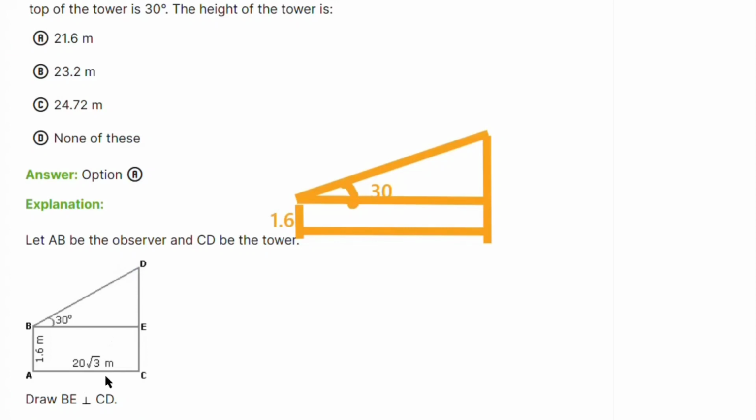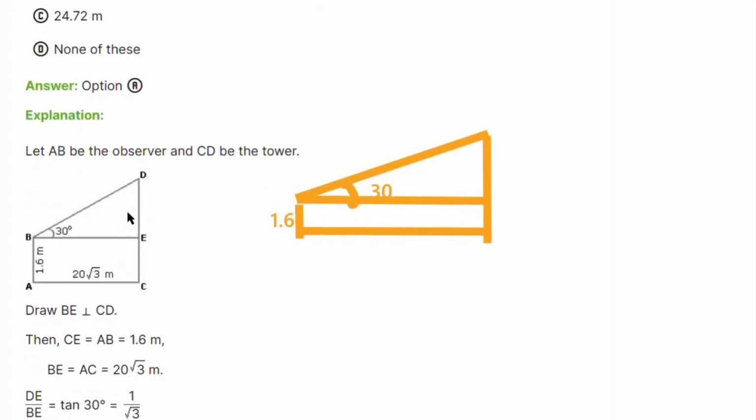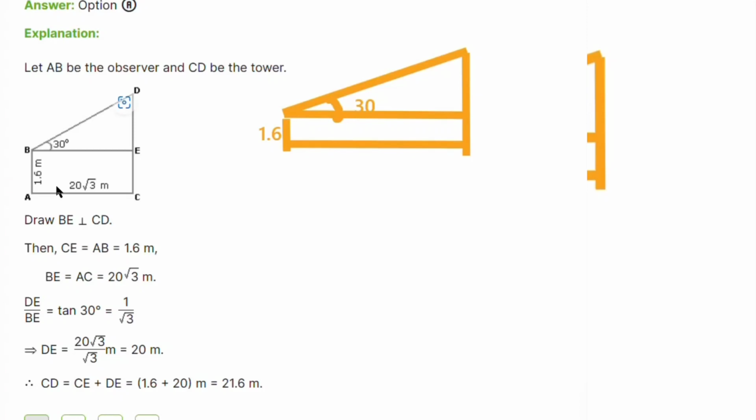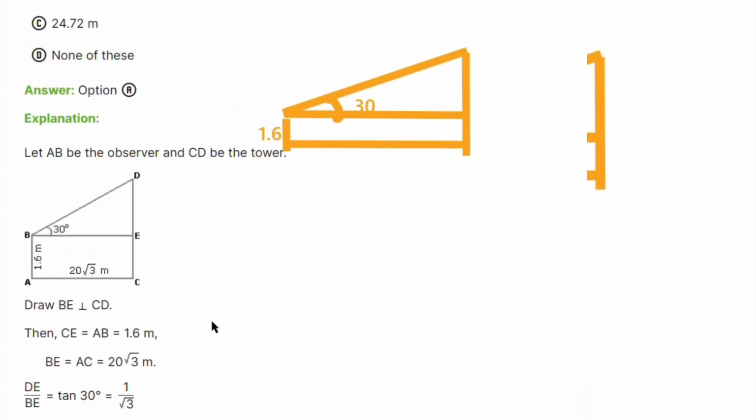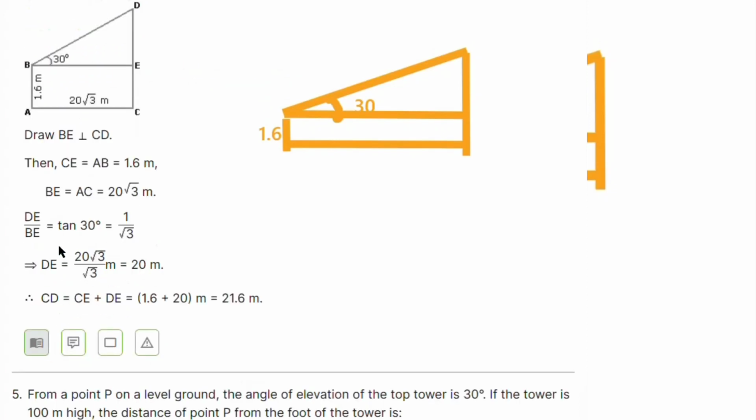So here the AC distance is 20 root 3 and the height of the observer is 1.6 meters, and it makes an angle of elevation of 30 degrees from his eyes to the top of the tower. By taking tan 30 we will get DE as 20 meters, and by adding 20 with 1.6 we will get 21.6. So the option is A. And at last we will go with the fifth question.